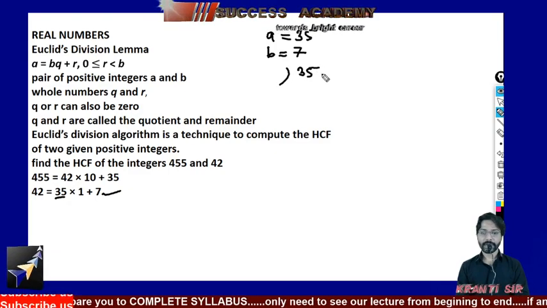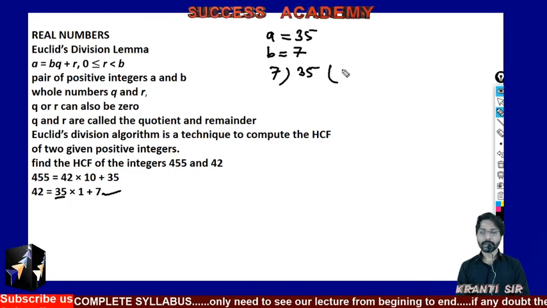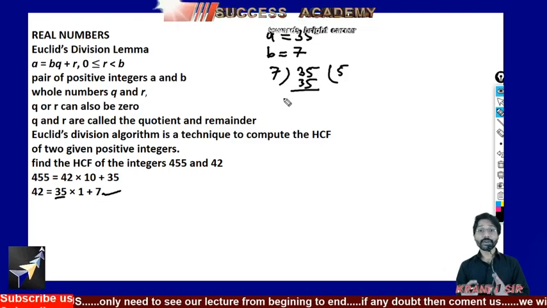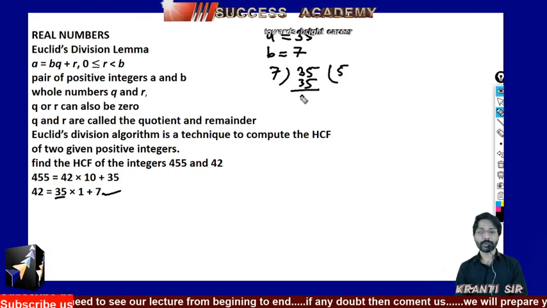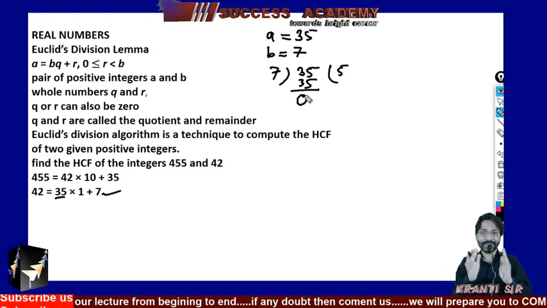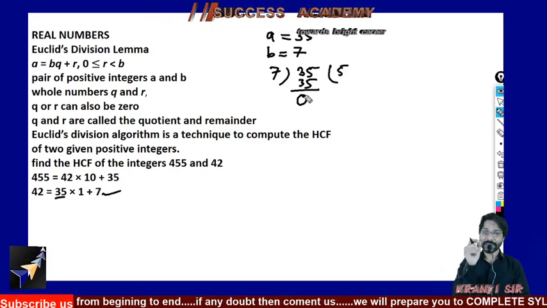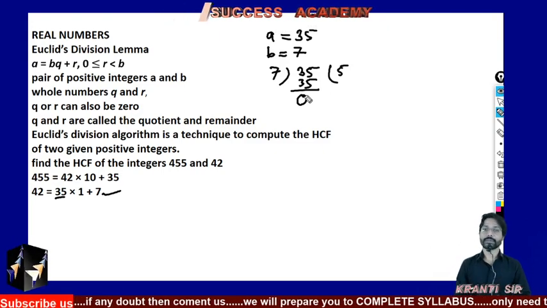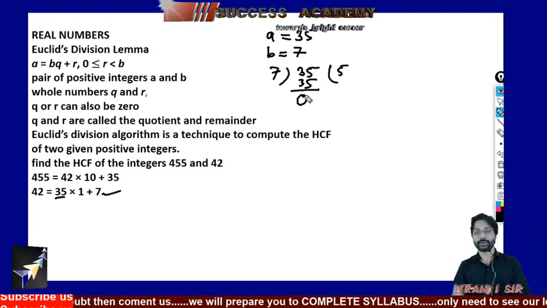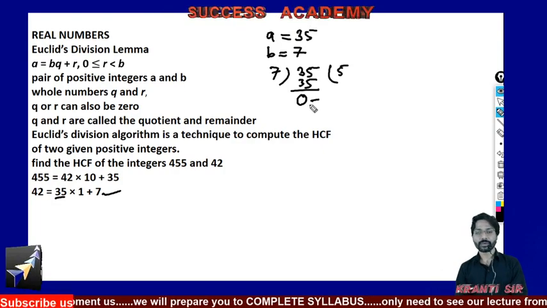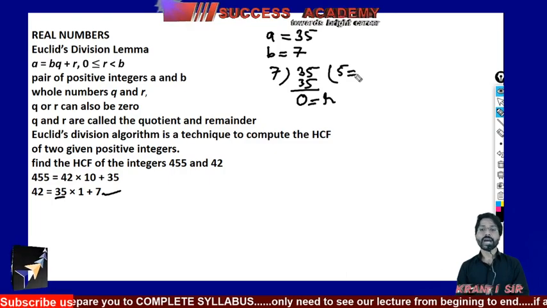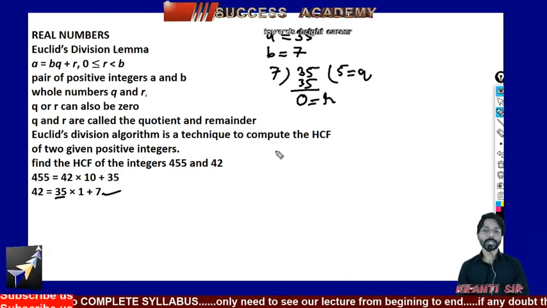35 divided by 7. So 7 fives are 35. 7 fives are 35. It means it is totally going to be cancelled out and you are getting 0. Now you got your answer. You got your solution, because the remainder is 0. The value 0 is nothing but R, which means you got the answer. 5 is Q. See here.